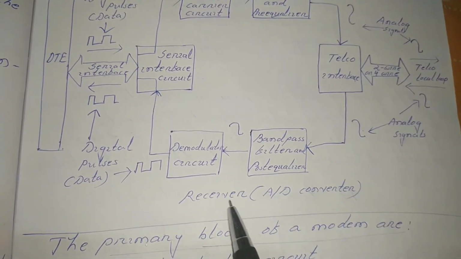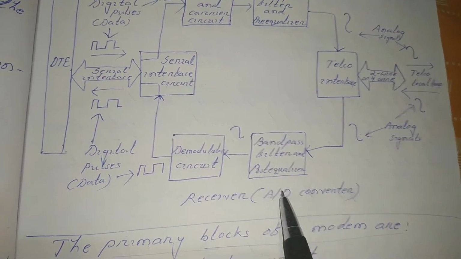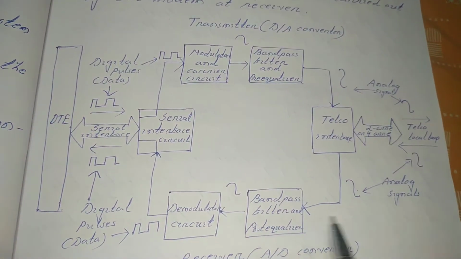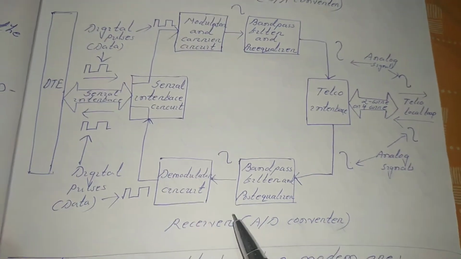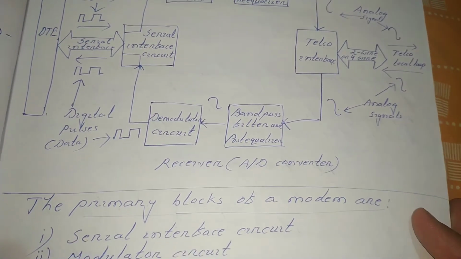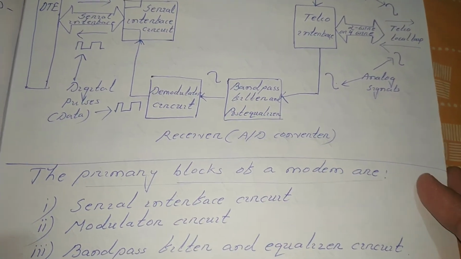So this is the A to D converter, analog to digital converter. That is the brief description of your voice band modem block diagram. Next we'll go into detail, a detailed study about those components or blocks.